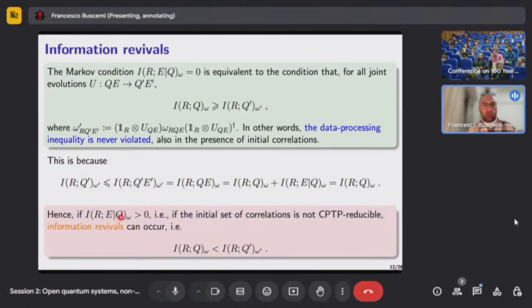So whenever your initial set of correlations is not CPTP reducible, so it does not satisfy the Markov condition, here you have a strictly greater than symbol, then it means that information revivals can occur. You can find yourself with more correlations between reference and system at a later time than what you started with at previous times.